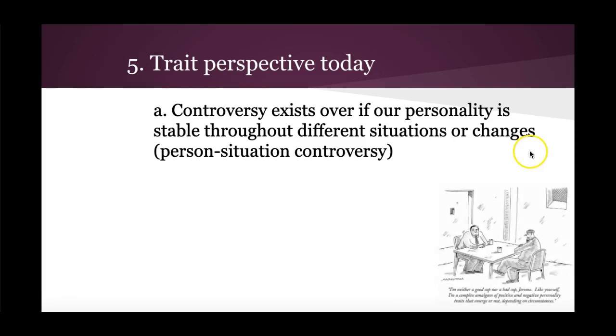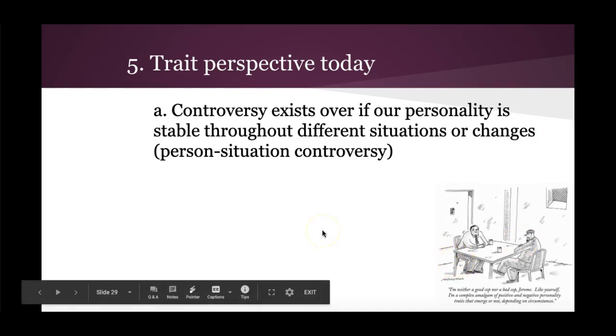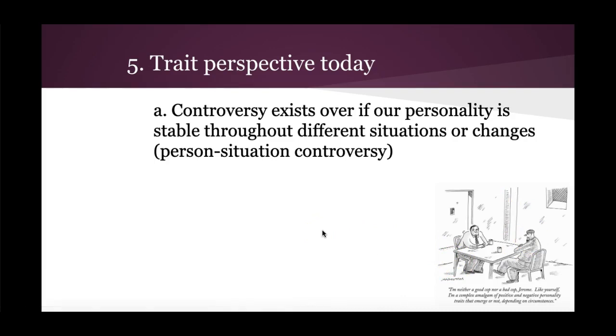You act differently, right? So this is kind of funny because I have this cartoon and it says, "I'm neither a good cop nor a bad cop, Jerome. Like yourself, I'm a complex anagram of positive and negative personality traits that emerge or not, depending on circumstances." So in that case, yes, he's probably addressing being a bad cop. He could be a good cop. So there is that, or are they actually that stable?